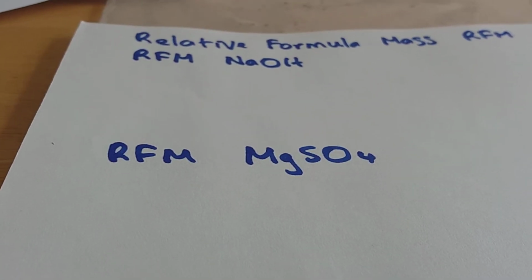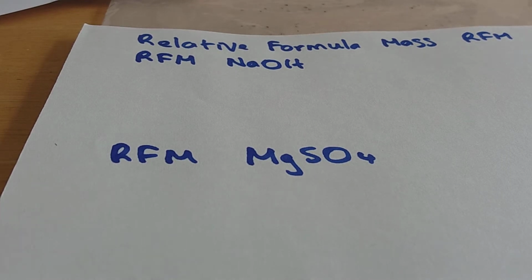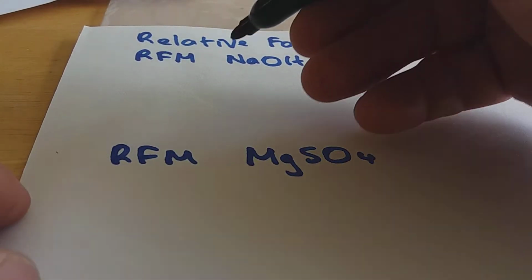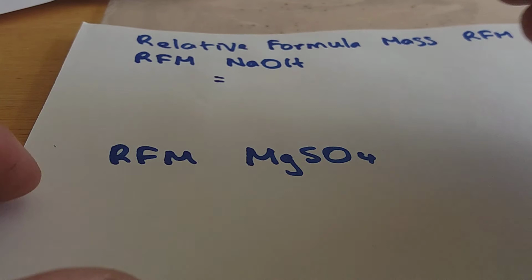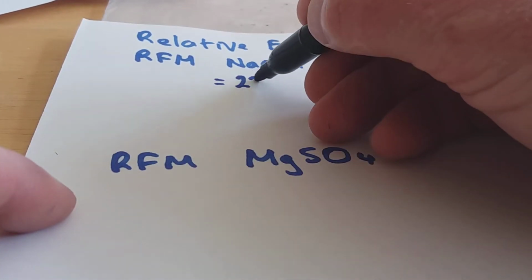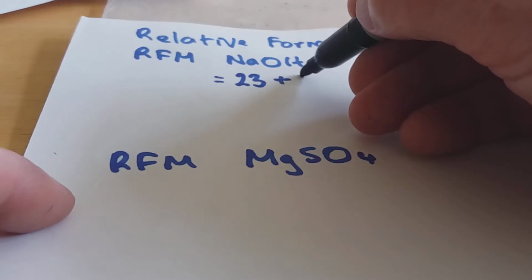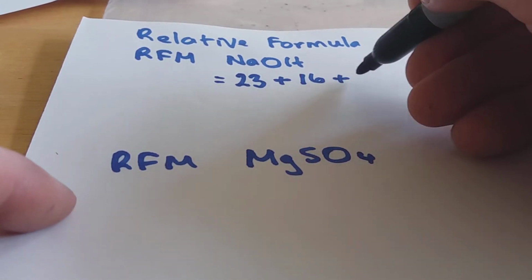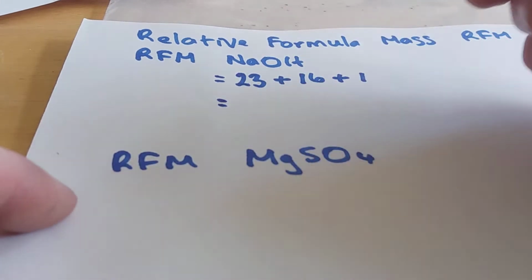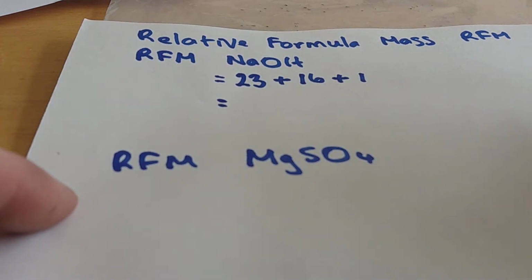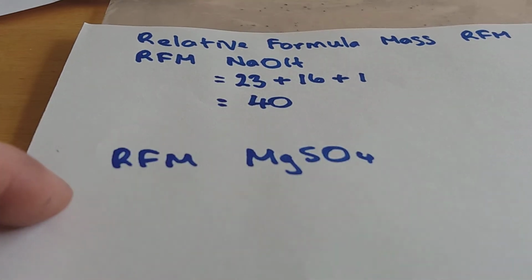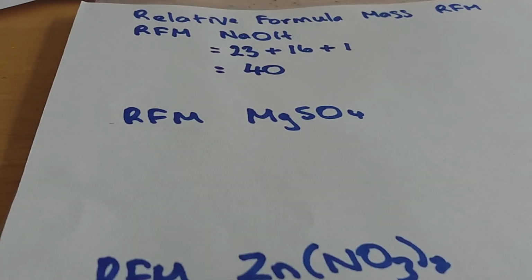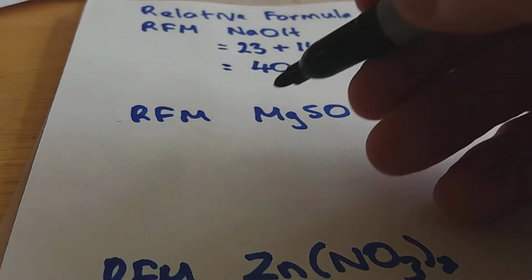So, let's start with the relative formula mass of sodium hydroxide. Basically, with the relative formula mass, you add up the relative atomic mass of each element present. So sodium, from the periodic table, is 23, oxygen is 16, and hydrogen is 1. So we're adding together 23 plus 16 plus 1, and that comes out as 40. Fairly straightforward.